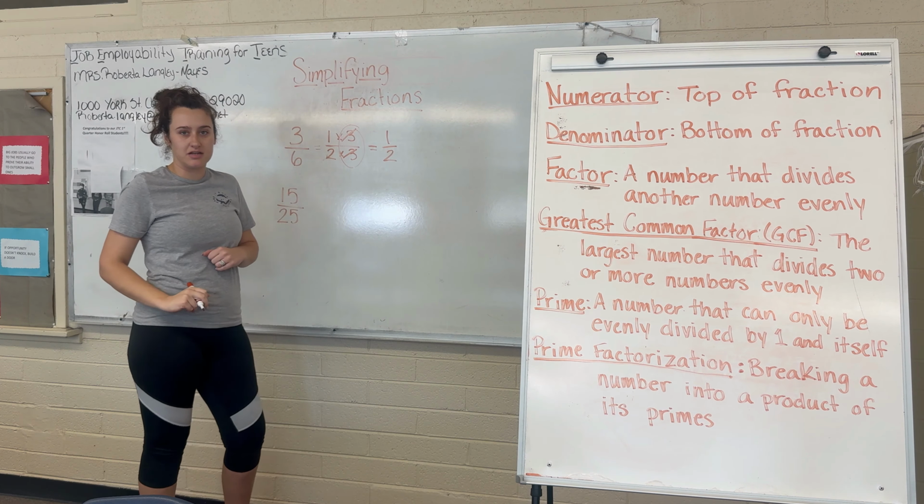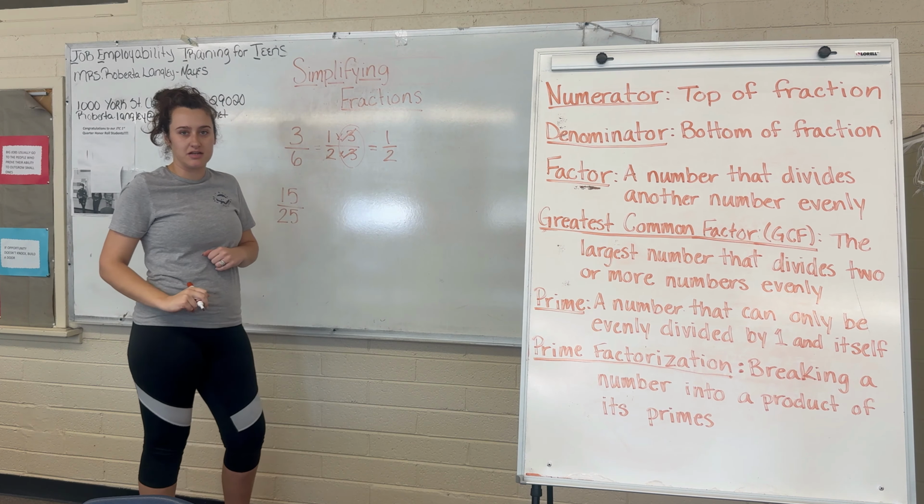We can do the same thing with a different fraction, 15 over 25. Now, of course I can do 1 times 15, but 15 doesn't make sense as a factor for 25. So let's try to break it down a little bit more. The first combination I think of is 3 times 5. I can't divide 25 by 3, but I can divide it by 5. 5 times 5 is our 25.